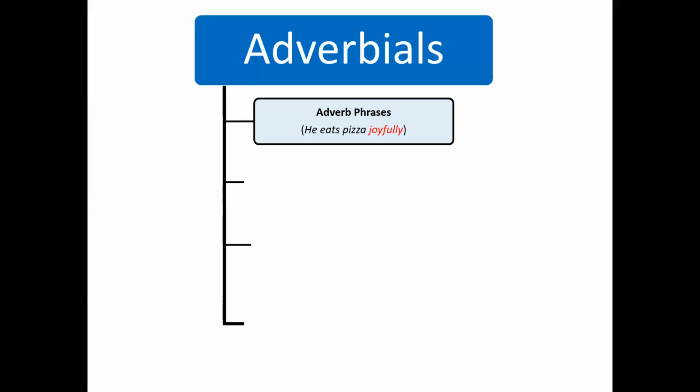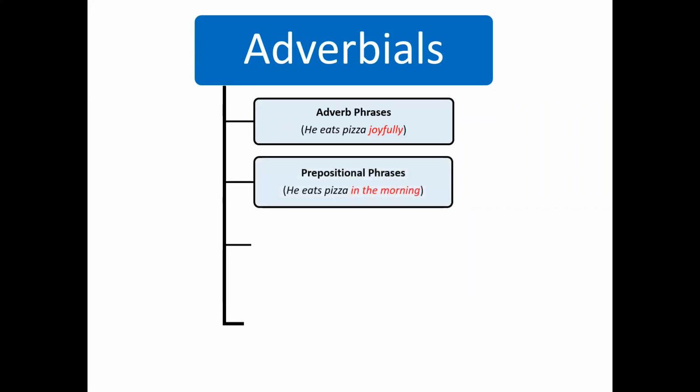In the example here, he eats pizza joyfully. The joyfully is an adverb, and the he, well, that's me. I do love pizza. Another type of adverbial is the prepositional phrase, illustrated here with in the morning. I try not to make a habit out of this.